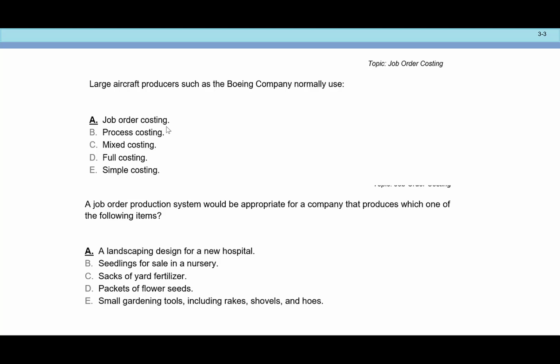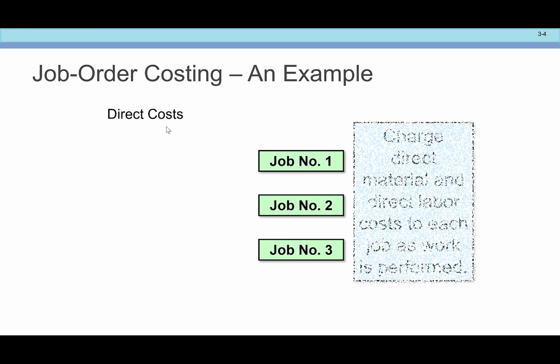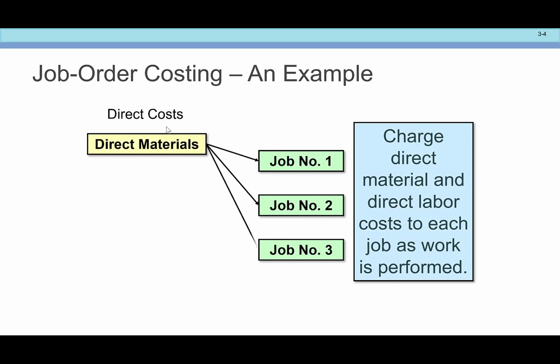Okay, all right, let's go ahead, and I think we've talked enough about that. Let's take a look at our job order costing. Now, direct labor, direct material, we will do what? We will trace it directly to each job. That's the whole definition of these direct costs. They're easily traceable to each job, right? So we'll track those costs as incurred.